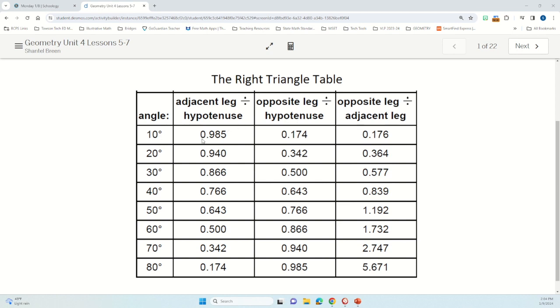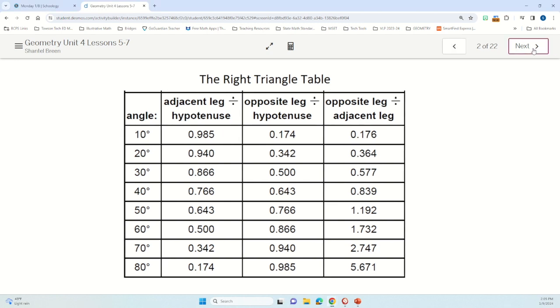So if you look at the 10-degree, it's 0.985. But down here for the 80-degree angle, that is the opposite divided by hypotenuse, and that would be 0.985, 985 thousandths. And it works the same for the opposite and the adjacent. So for the 10-degree, 0.174, 174 thousandths. For 80 degrees, the adjacent divided by hypotenuse is 174 thousandths. So there's a relationship going on here, and that is because the adjacent and the opposite can be either leg, depending on the angle that we're looking at.